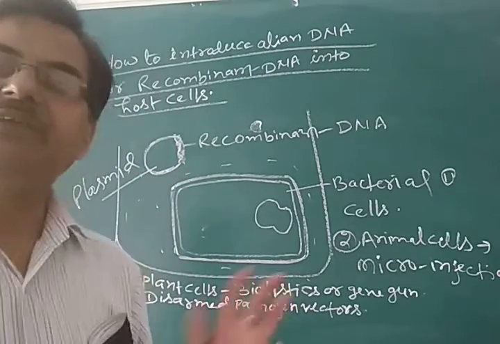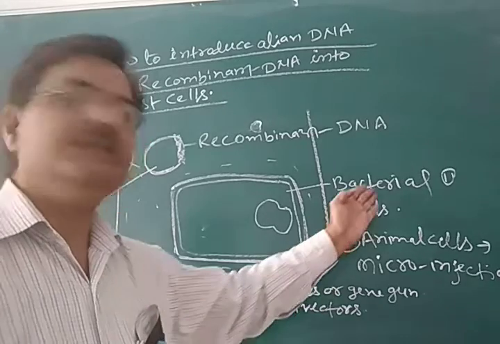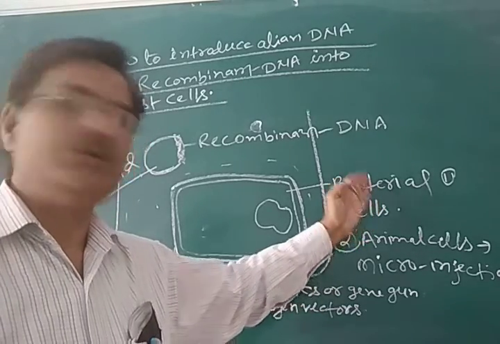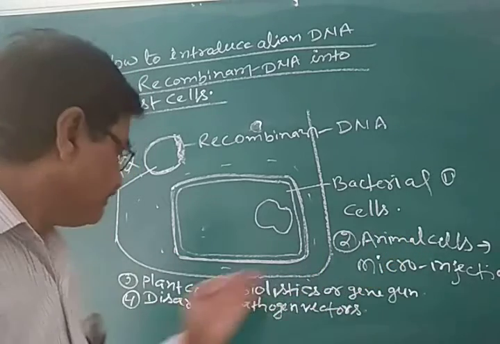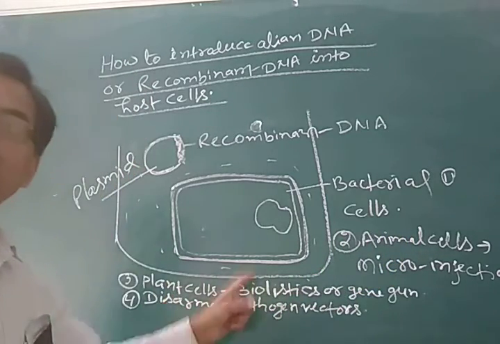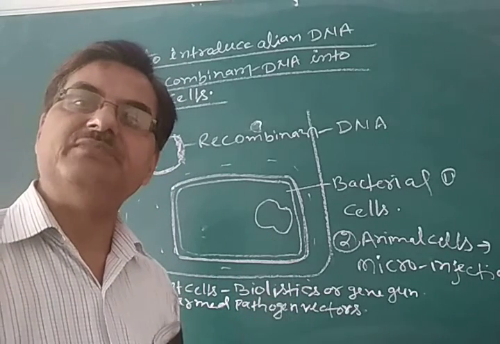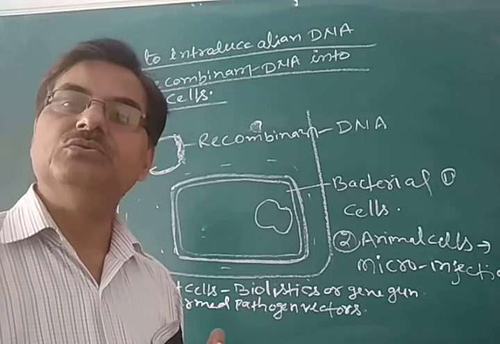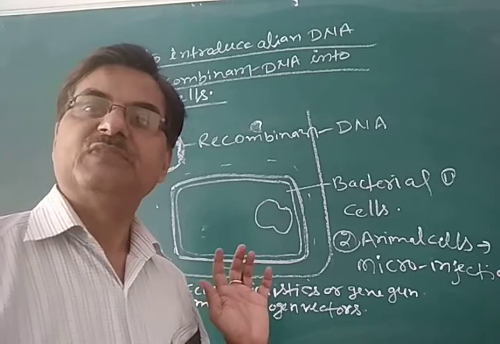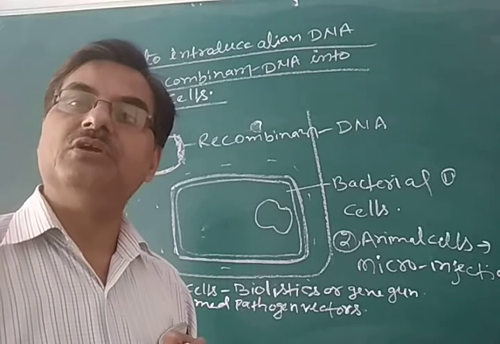There are different host organisms. We can use bacterial cells as hosts. Animal cells can also be used as hosts. Plant cells can also be used. So how to introduce the alien piece of DNA or recombinant DNA into the host cells? Now, the first question is why introduce it into the host cell?